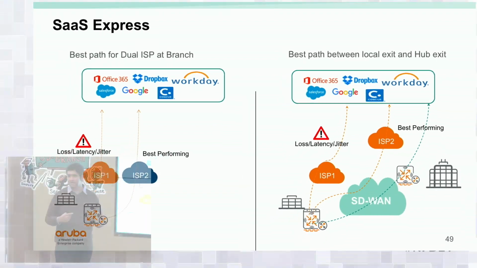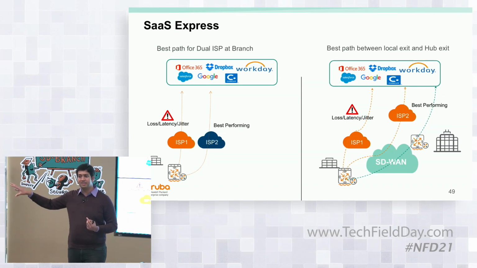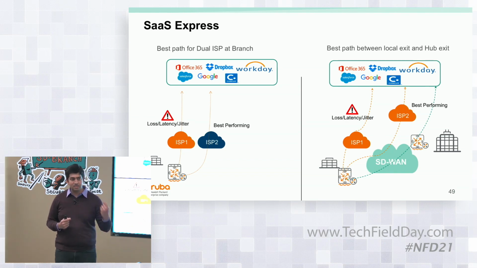When we say every available path, it's not just the local paths from the branch. You may have a couple of ISP circuits. In addition to that, you may actually have a regional head-end location, which has an internet exit. We actually probe on that path as well to figure out which is the best possible exit for this specific SaaS provider, and that way we know beforehand.